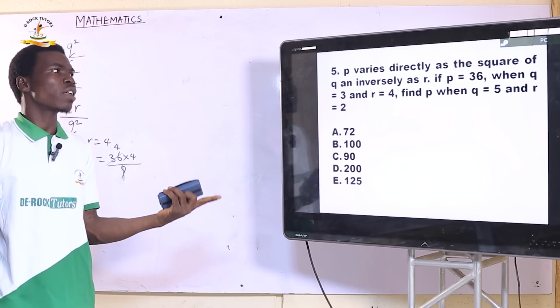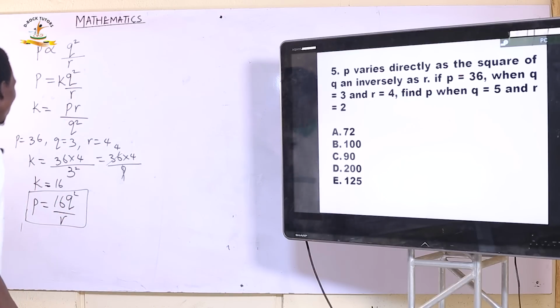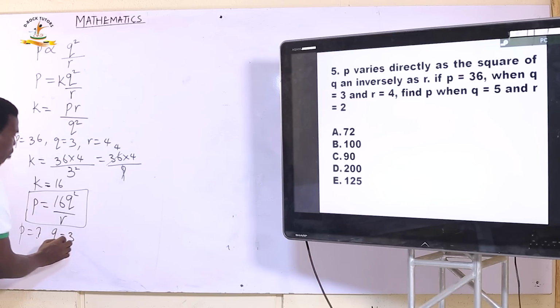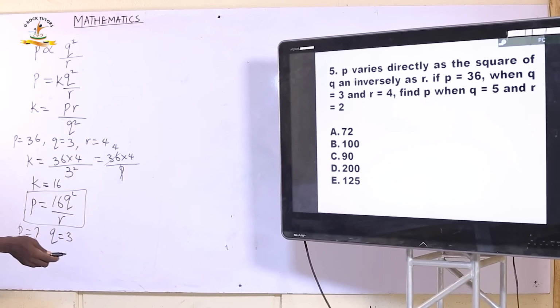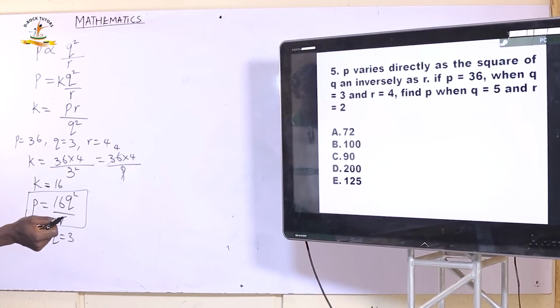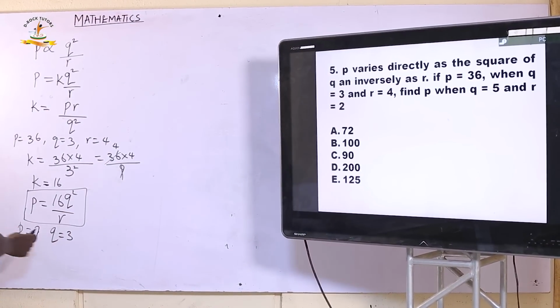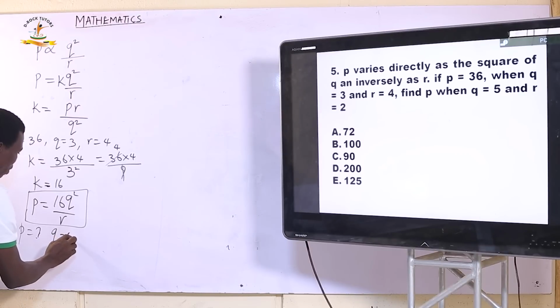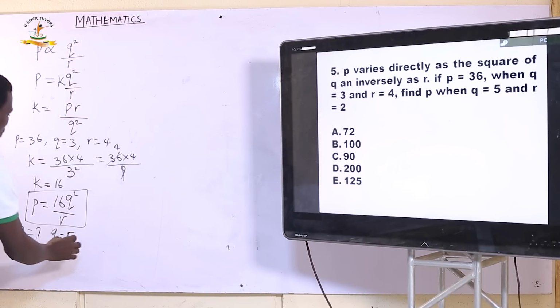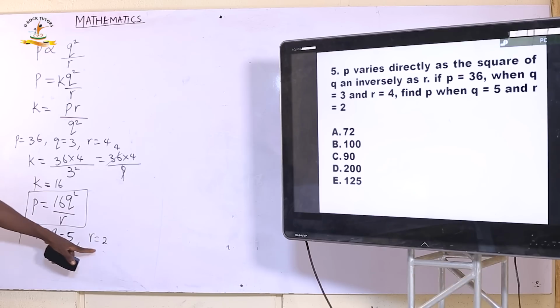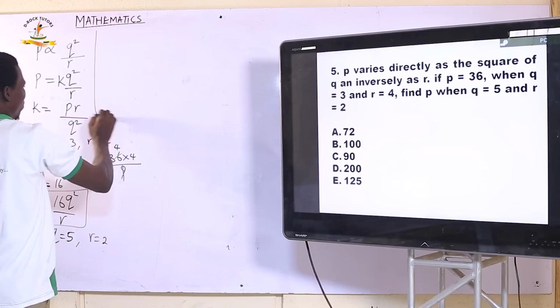However, in this case, we have to look for P. We don't know P, so I just put my question mark. Q is given as 5, and R is given as 2. So I just put the values of Q and R into this equation and get my answer. So let's do just that together.